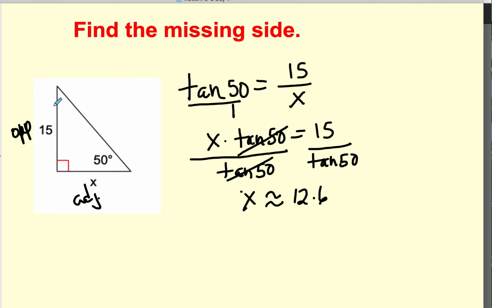12.6. Now this angle is 40 degrees. So x being approximately 12.6 makes sense because this side should be smaller than that side.